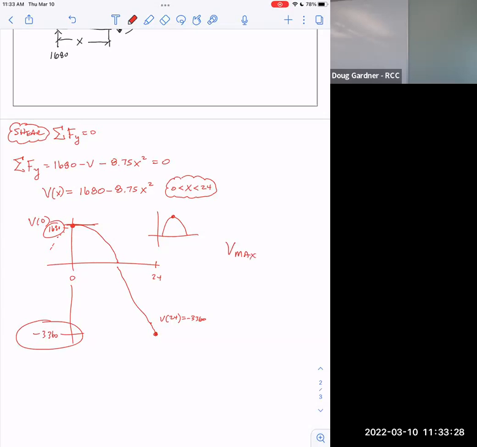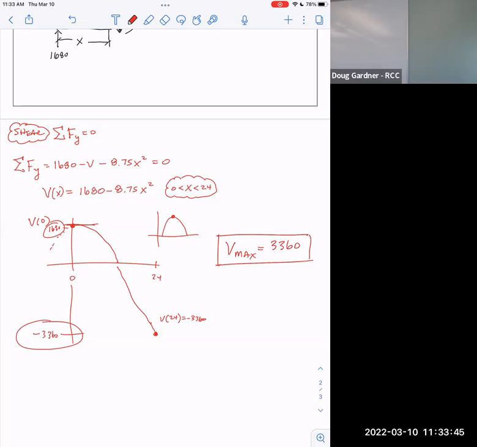So V max, which I don't think you're being asked in here. I don't think I'll even ask it on the test. The reason you do this is to discover the V max. But all you have to do is create the shear diagram so that you can determine that.